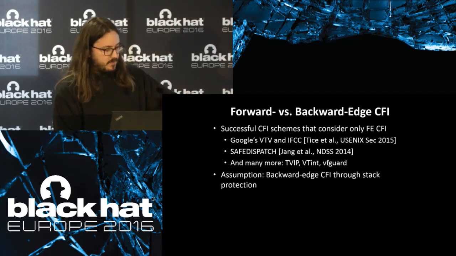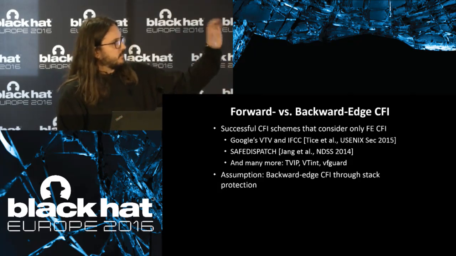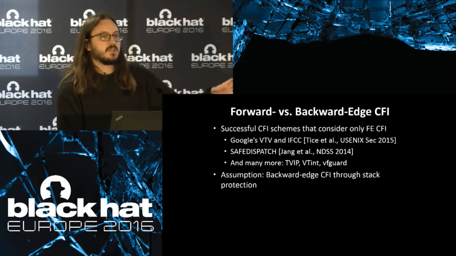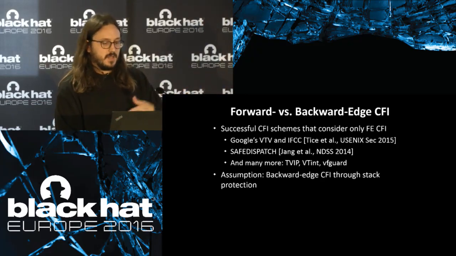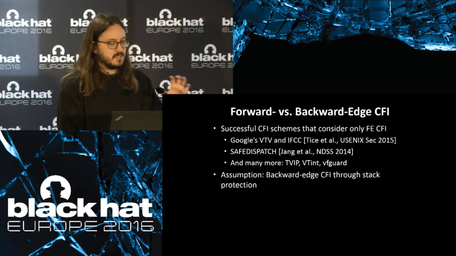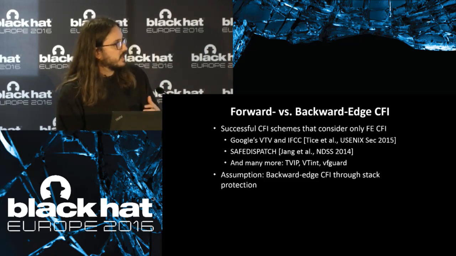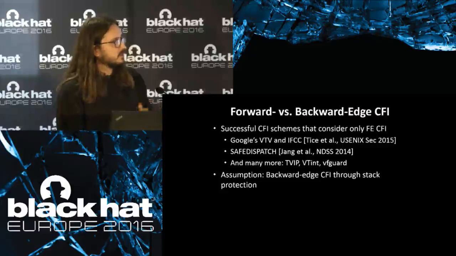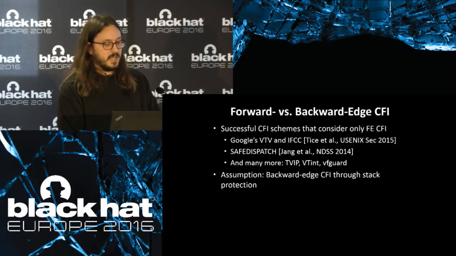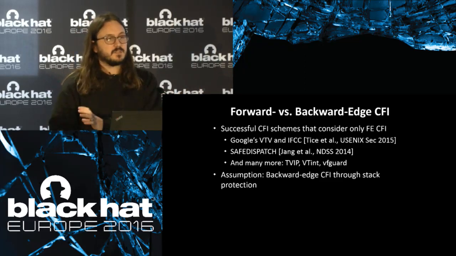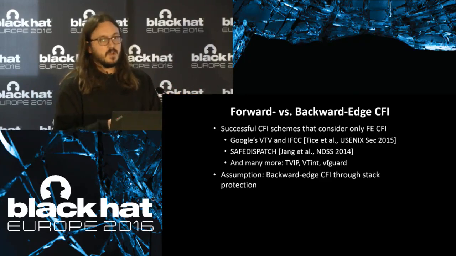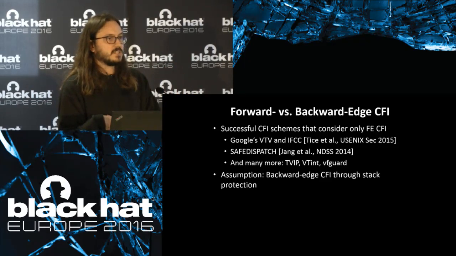Given that, the overview is that we have these forward edge policies that are really great now for CFI. We have Google's VTV and IFCC, Safe Dispatch, which can really generate some fine-grained CFI policies for C++ applications. And the assumption is that backward edge CFI through shadow stack protection will completely solve this issue, right? We don't really have to think about control flow hijacking anymore.